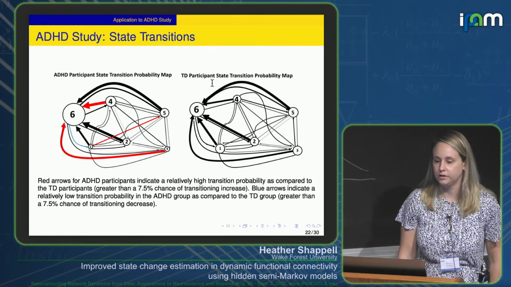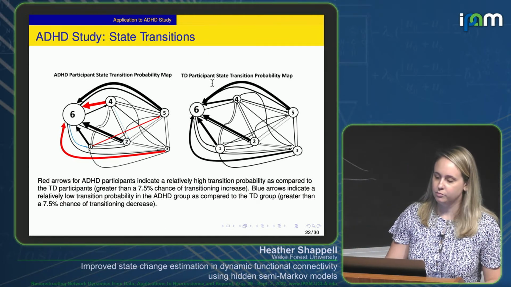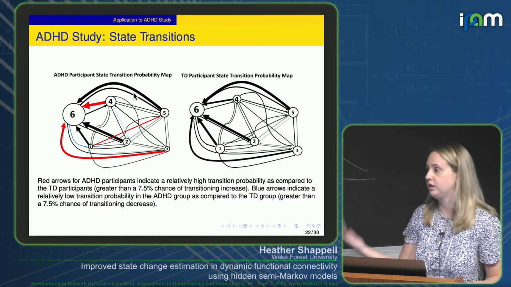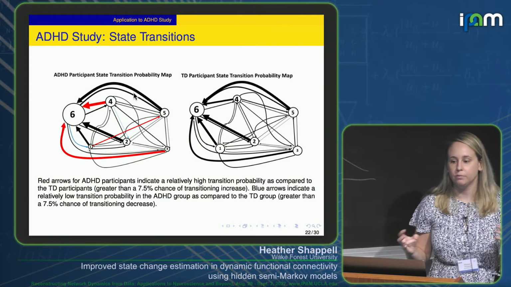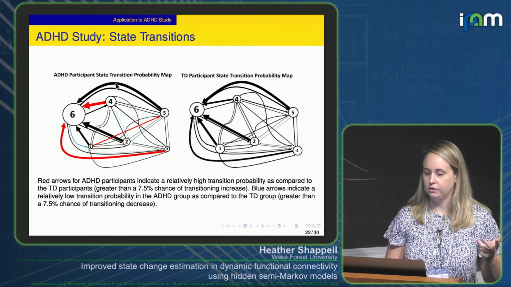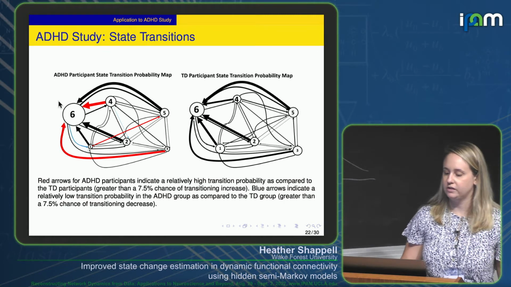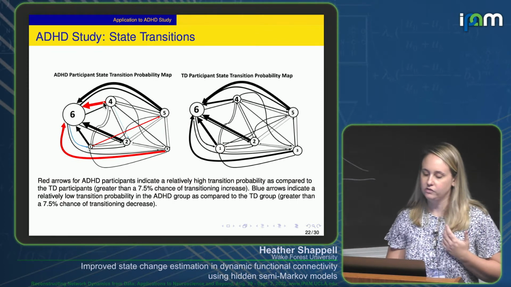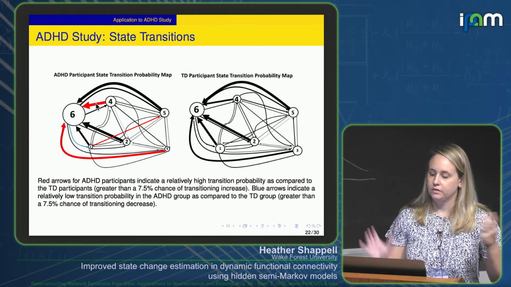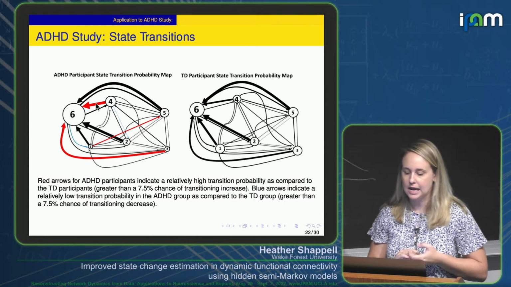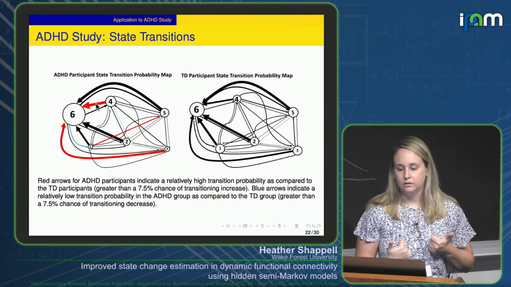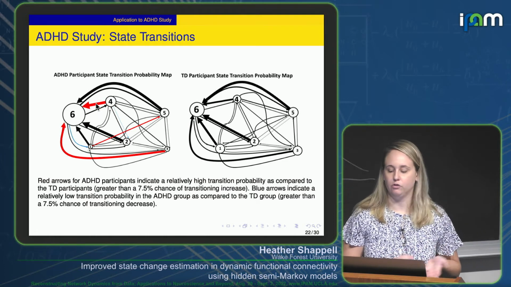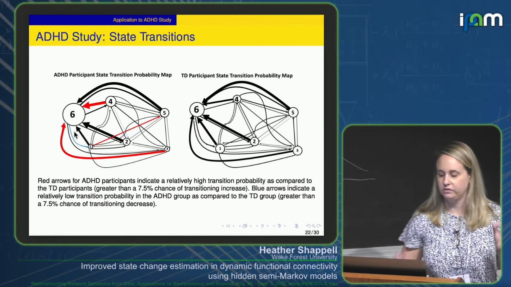And then we also looked at transition probabilities. I created this transition probability map where the nodes represent the different states and the arrows represent transitioning to that state. The thicker the arrow, the higher the probability. For example, this arrow here is pretty thick, so there's a pretty high probability of going from state 5 to state 6 for the ADHD group. The red arrows indicate where there were significant differences between the two groups, ADHD and typically developing. Red means a higher probability compared to typically developing, and blue means a lower transition probability in the ADHD group compared to typically developing. It's kind of hard to see the blue arrows here though because they're pretty thin and light.